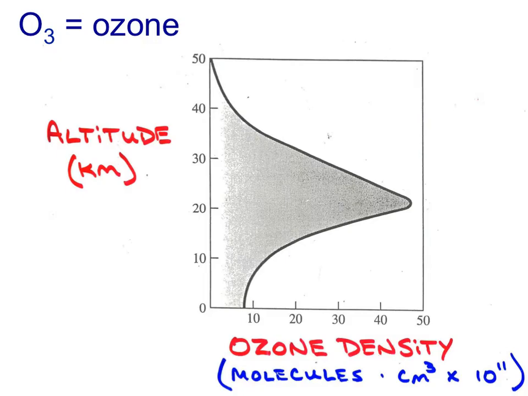In this graph, you can see the variation in ozone concentration, ozone density, through the atmosphere from sea level to the top of the stratosphere, 50 kilometers above sea level. Most of the ozone is located between 15 and 30 kilometers above sea level in the stratosphere.